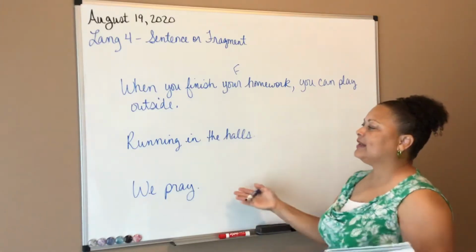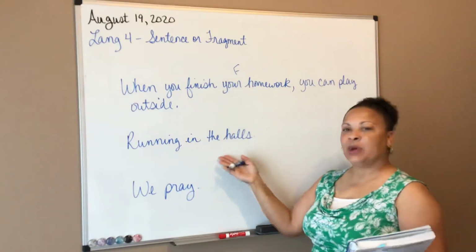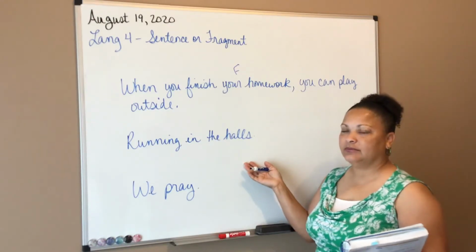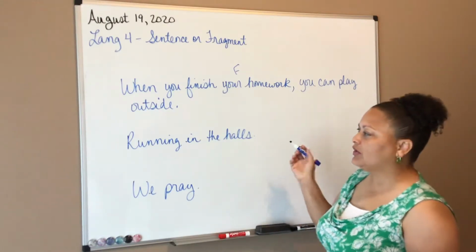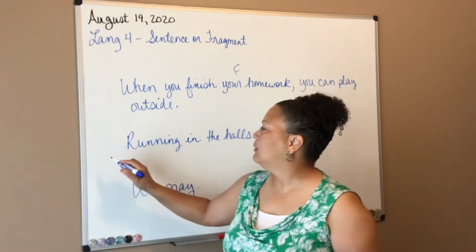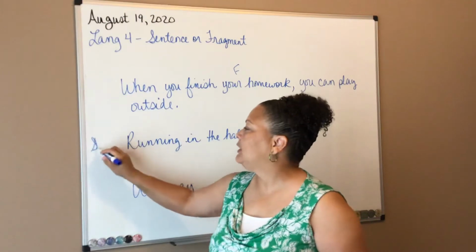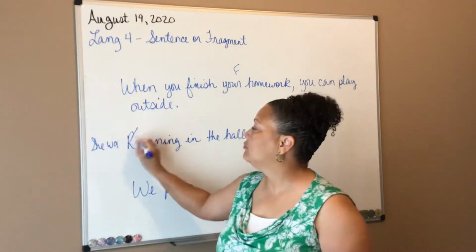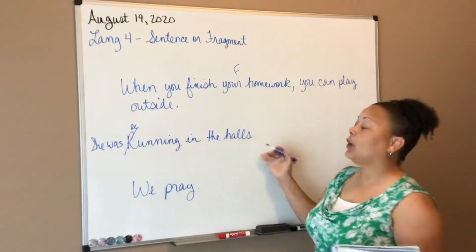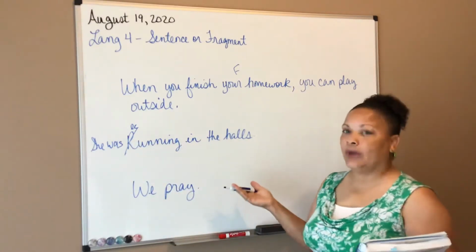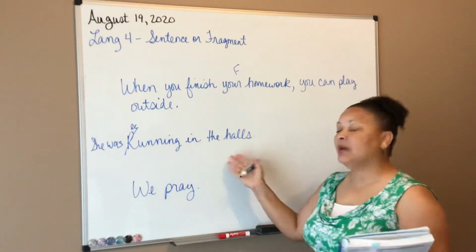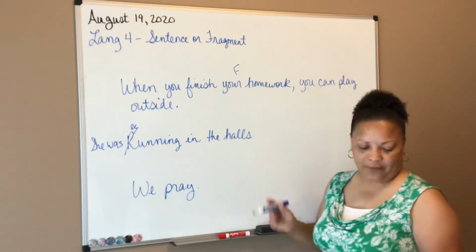So our second example: running in the halls. Who's running in the halls? Right? We need to know who. So we could say, she was, lowercase, she was running in the halls. They were running in the halls. Then we'd have a subject to go with the fragment to make it a complete thought, right?